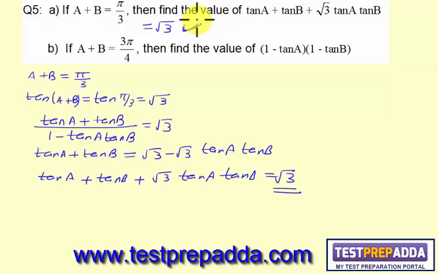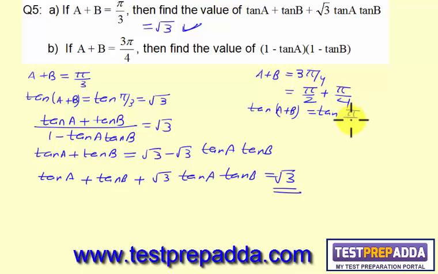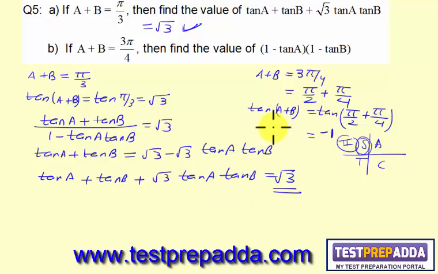Now if I take the another part where A plus B is 3 pi by 4, which I can write as pi by 2 plus pi by 4. Now if I take tan here, it becomes tan A plus B is equal to tan of pi by 2 plus pi by 4. Now, tan of pi by 2 plus pi by 4, 90 plus theta, will be in the second quadrant. And in the second quadrant, after school to college, only sine and cosec are positive, rest negative. So your tan will be negative, so it will become minus tan pi by 4, and that is minus 1.